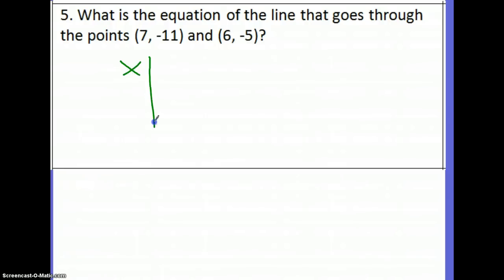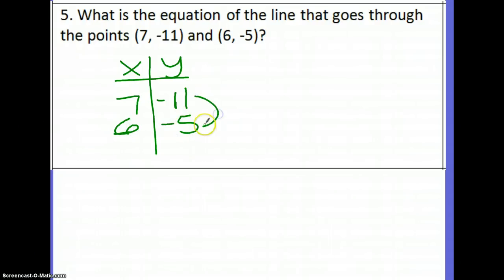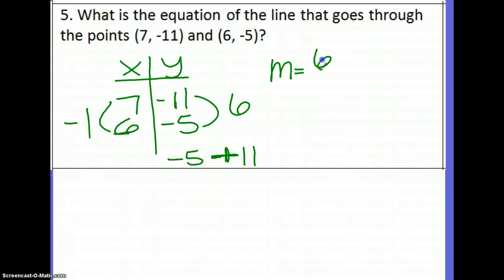So first thing we need to do if we want the equation is make our xy table. 6, negative 5. If you do negative 5, take away negative 11, that's the same as adding this. And so you've got 5 negatives, 11 positives, that's 6. 6 take away 7 is negative 1. And rise over run. M equals 6 over negative 1. So the slope is negative 6.